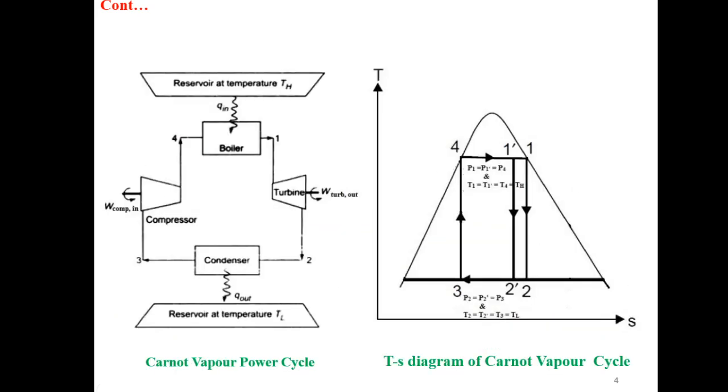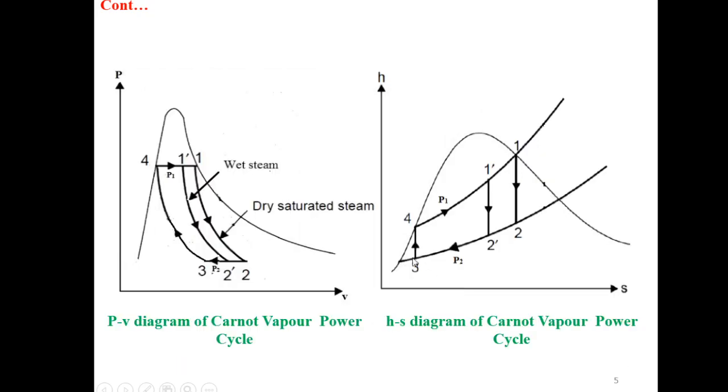So you have seen here we have only two pressures. First is the higher pressure, that is boiler pressure, and second is the lower pressure, that is condenser pressure. So we have drawn only two pressure lines.